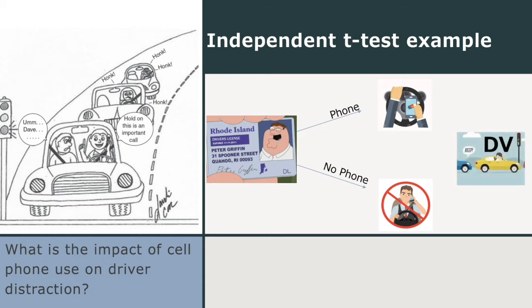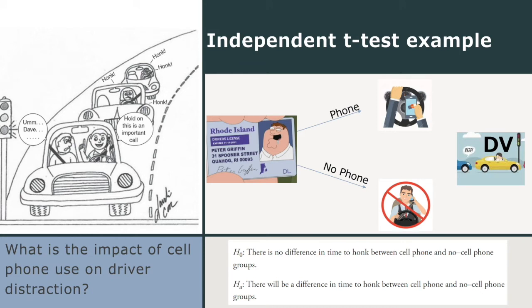And then we have a dependent variable, and it's a bit of an odd one, I have to admit. The dependent variable is how quickly or how slowly someone honks at them while they're driving. A better way to say it is the latency. How long does it take for someone to honk at the driver? If they have a phone visible, is it different than if they don't?